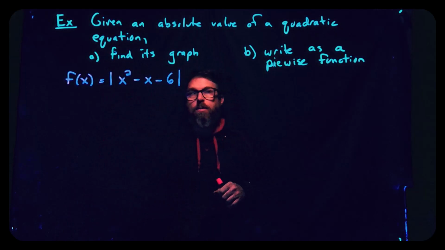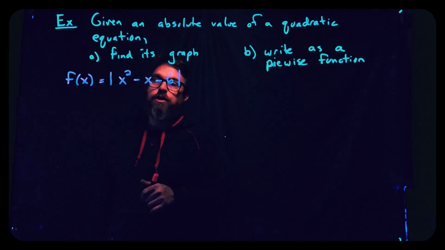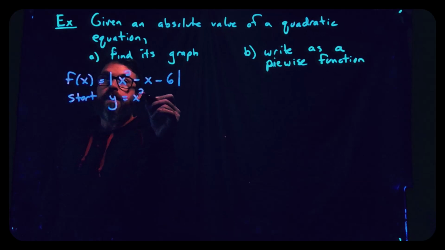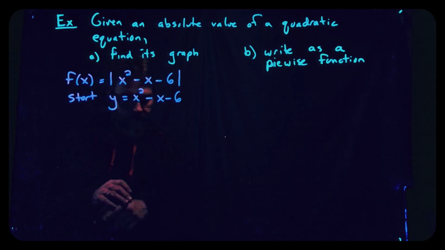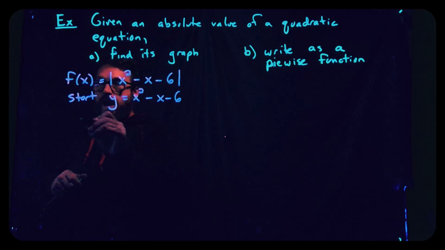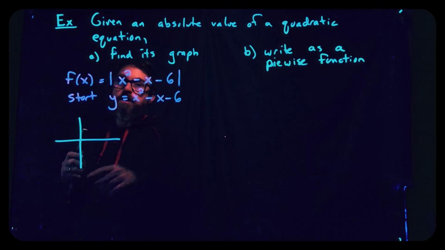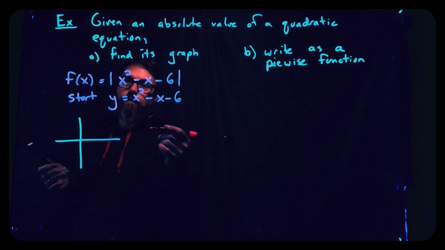So what I want to do is graph this function, and the way we do it is we start out with the original function. So let's start out with y is equal to x squared minus x minus 6. Now what we know from this graph is it's a quadratic equation. It opens up, and really I know two important parts. I also know a y-intercept, but I'm really looking for the x-intercepts.